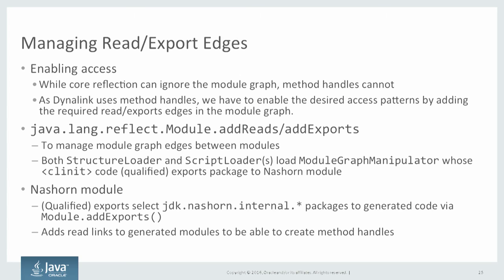Finally, the Nashorn module exports internal packages to generated code that is loaded by script loader, etc. And takes care of adding the required read links. Creating method handles is possible only if the module access rights are correct. So we need those read links between the dynamically created modules.